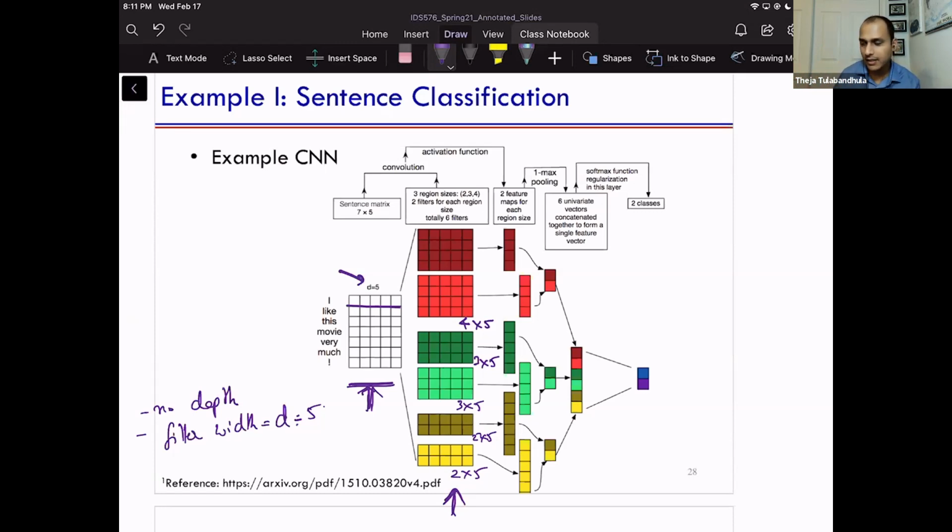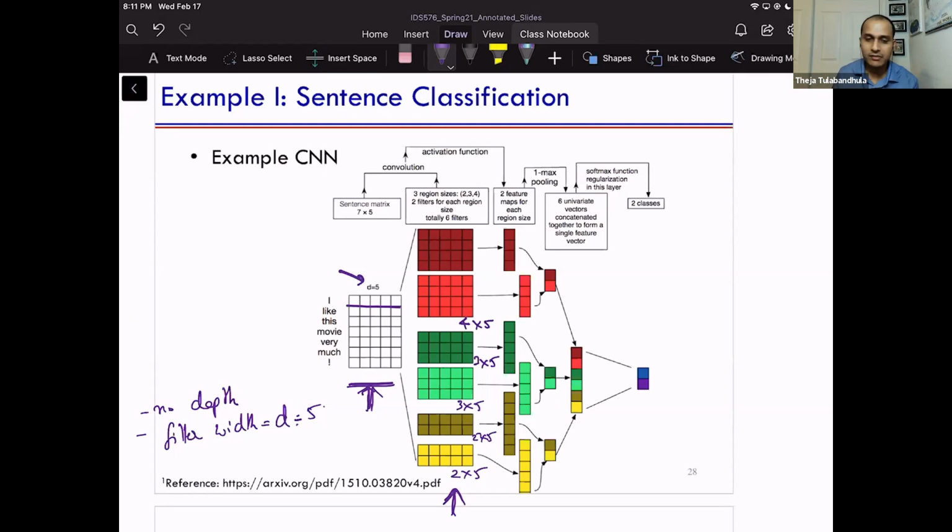And what is the height of each filter? I'm going to say I'll have 2 filters which are height 2, 2 filters which are height 4, 2 filters which are height 3. So you can see that, right? 2 filters which have height 4, meaning 4 rows, 2 filters which have height 3, meaning 3 rows, and 2 filters which are height 2, meaning 2 rows.